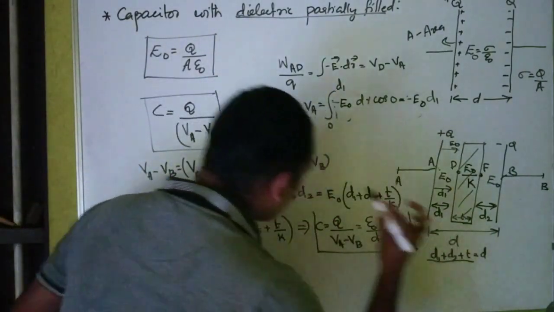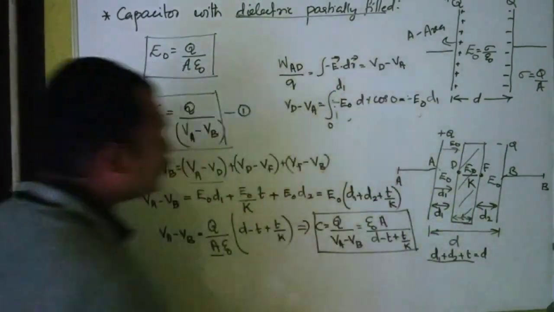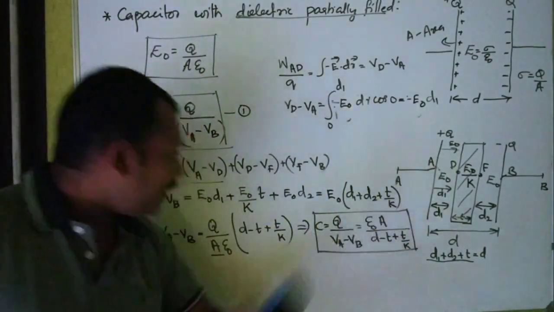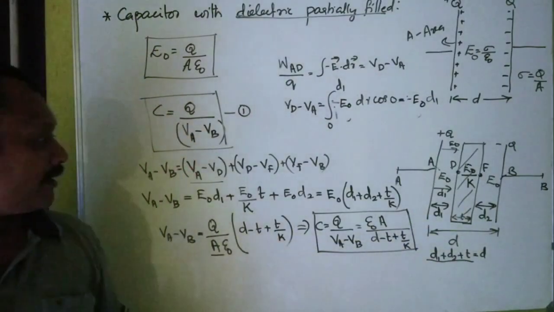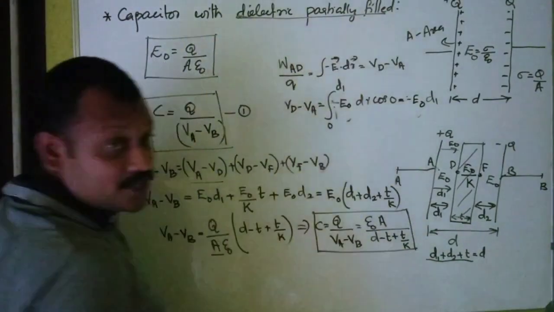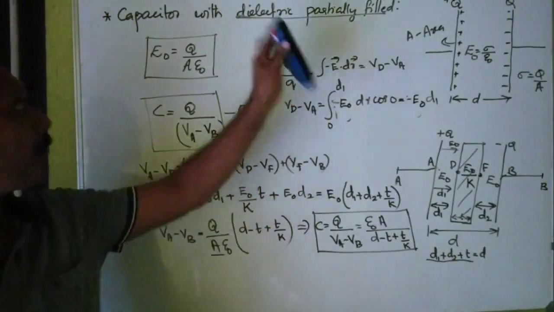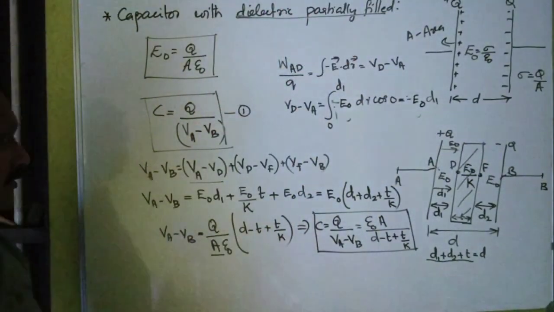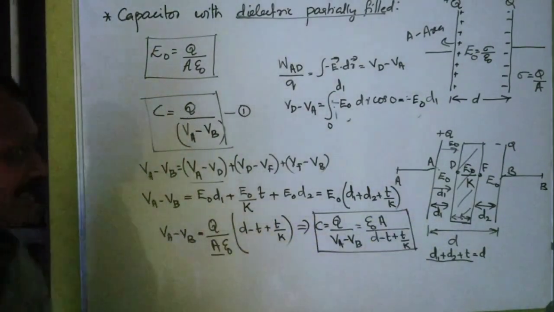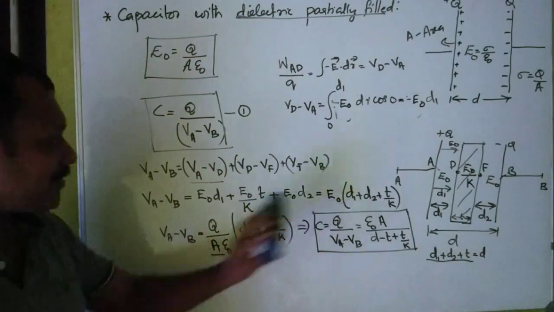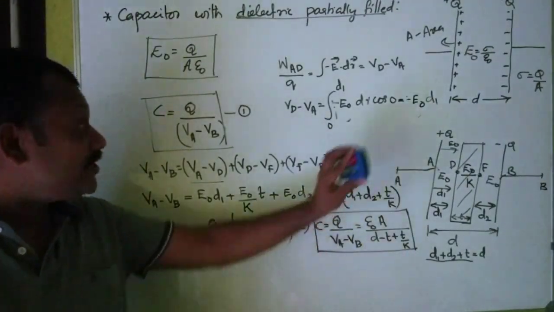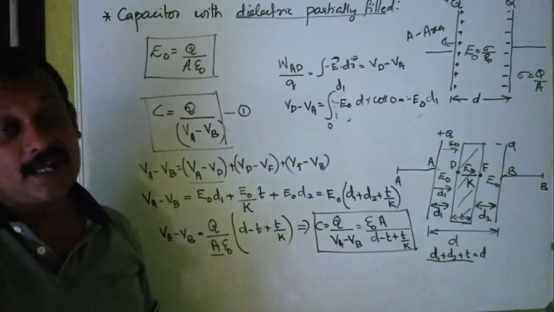This is our final answer. Capacitance C is equal to epsilon 0 A divided by D minus T plus T by K. This is the capacitance when a dielectric is partially inserted between the plates, or partially filled between the plates. C is equal to epsilon 0 A divided by D minus T plus T by K. This is the formula for the capacitance when a dielectric is partially inserted between the plates of a parallel plate capacitor.